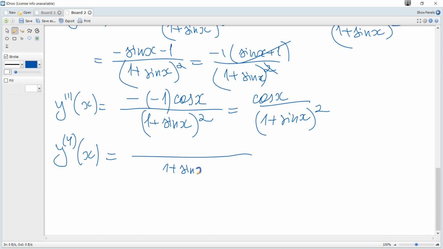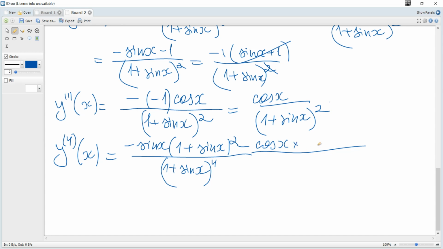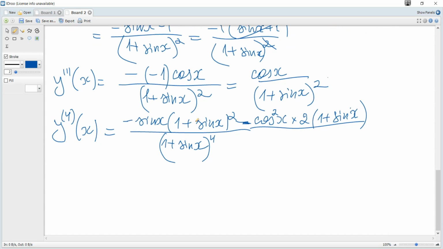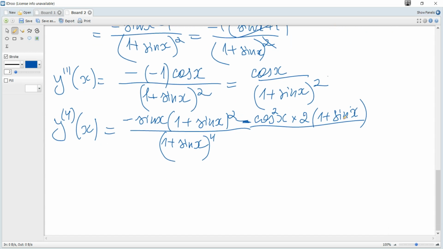we apply the quotient rule again. It's 1 plus sine squared and squared, so to the power of 4. Numerator derivative, minus sine, multiplied by the denominator, minus numerator multiplied by the derivative of 1 plus sine squared. So it's a chain rule. So it's 2 times 1 plus sine multiplied by 1 plus sine derivative, which is cosine. So we can write cosine squared. And we can see that we can divide each term by 1 plus sine. And we can leave it in such form.